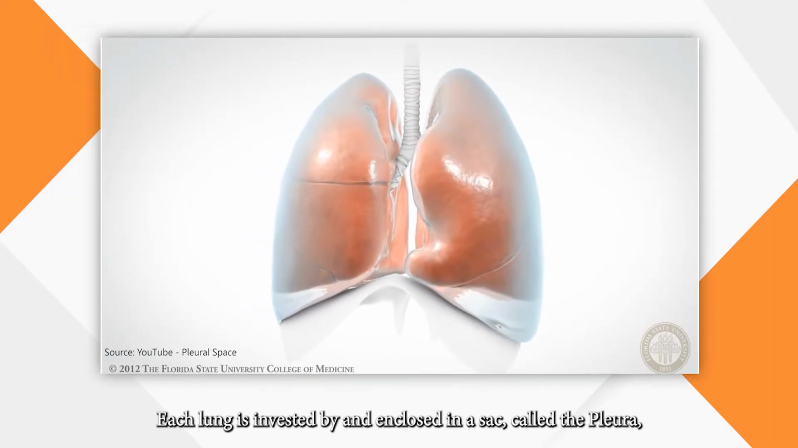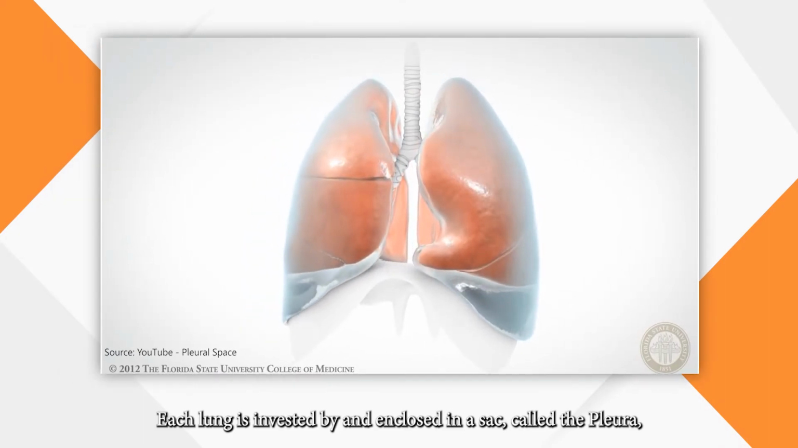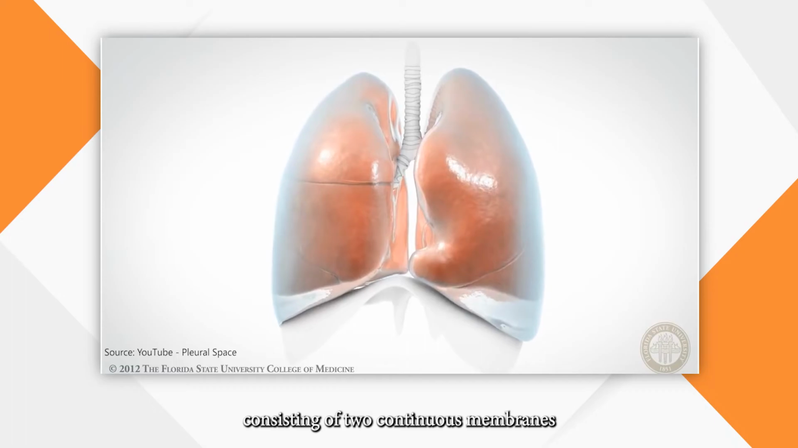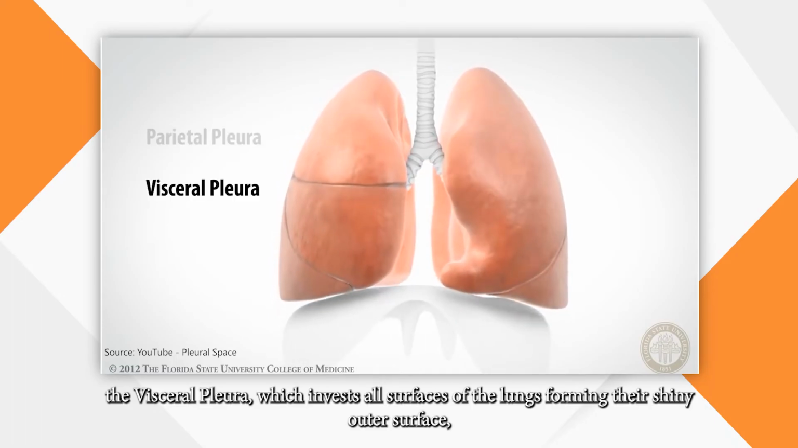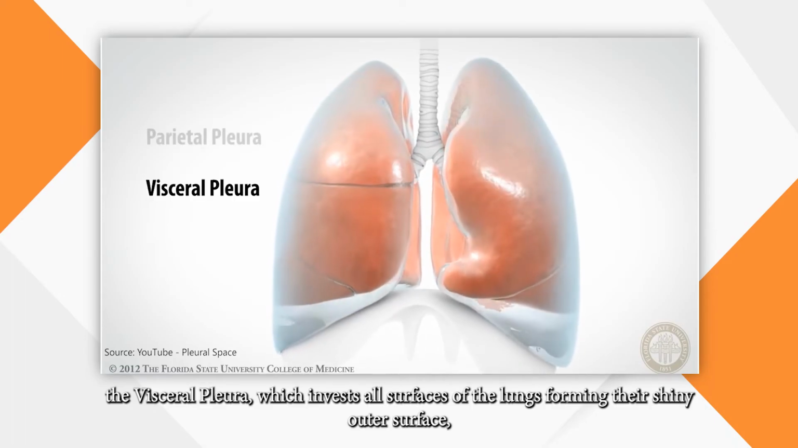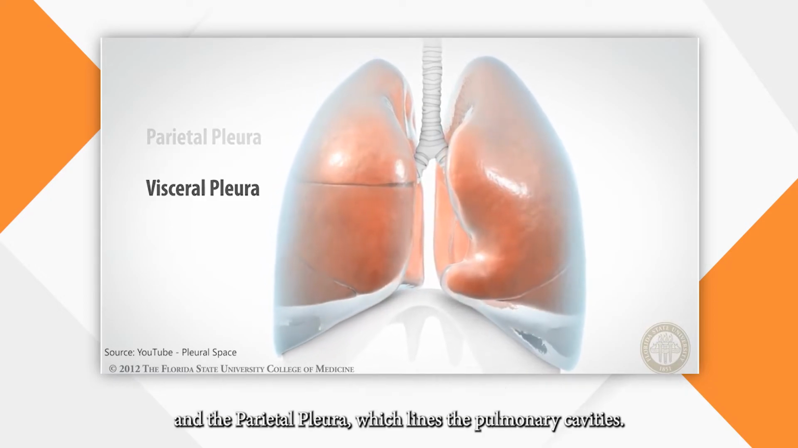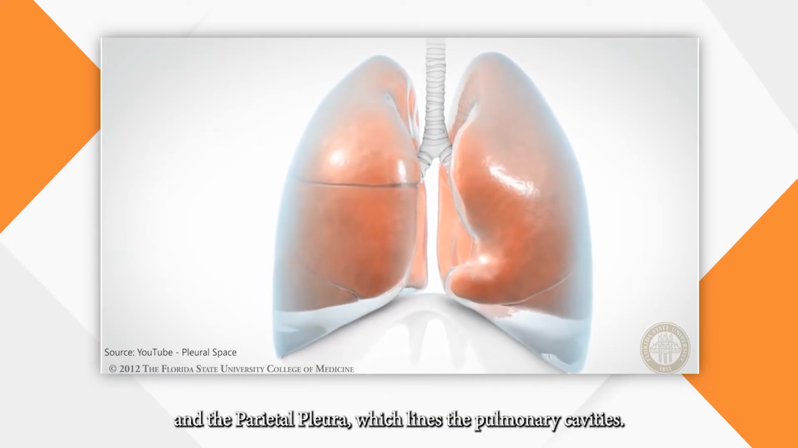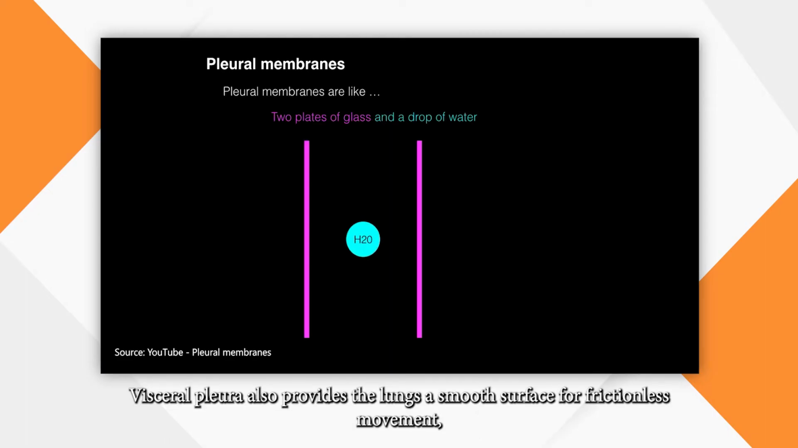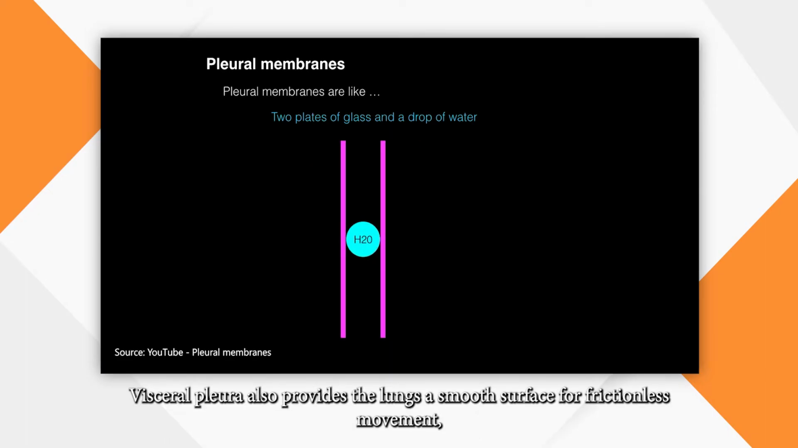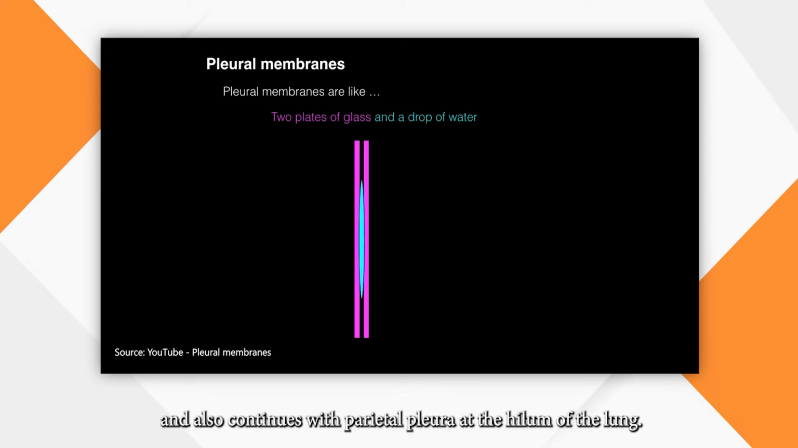Each lung is invested by and enclosed in a sac called the pleura, consisting of two continuous membranes. The visceral pleura, which invests all surfaces of the lungs forming their shiny outer surface, and the parietal pleura, which lines the pulmonary cavities. Visceral pleura also provides the lungs a smooth surface for frictionless movement and also continues with parietal pleura at the hilum of the lung.